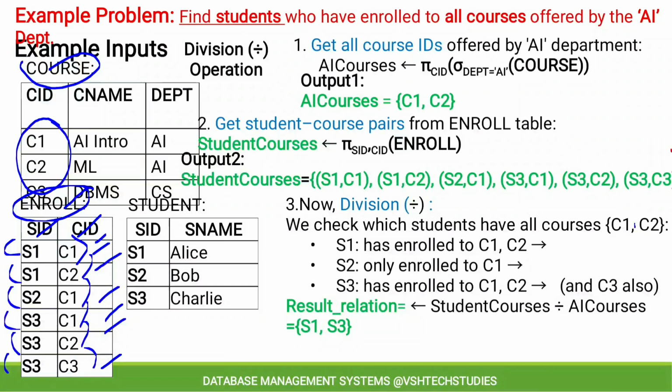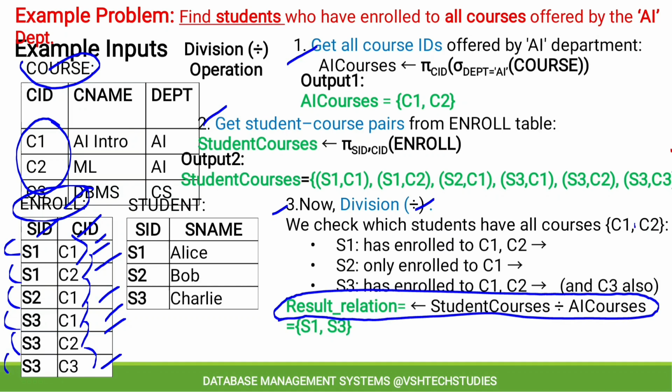Okay. So after step 1 and step 2, which are groundwork or preparatory work for the division operation, in the third step the actual division operation is carried out. So the relational algebraic expression for the division operation is this: student courses, that is this relation, divided by AI courses, that is this relation. When we do that, the output will be S1, S3, and that is kept in the result relation.